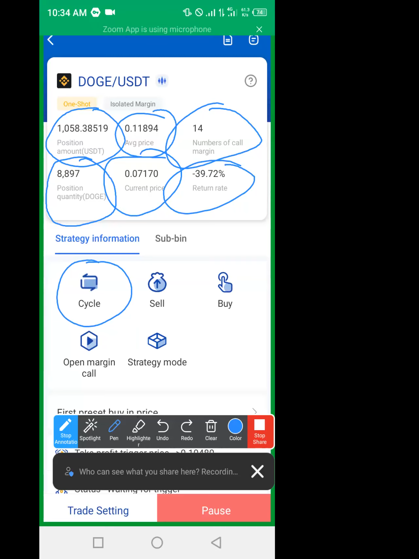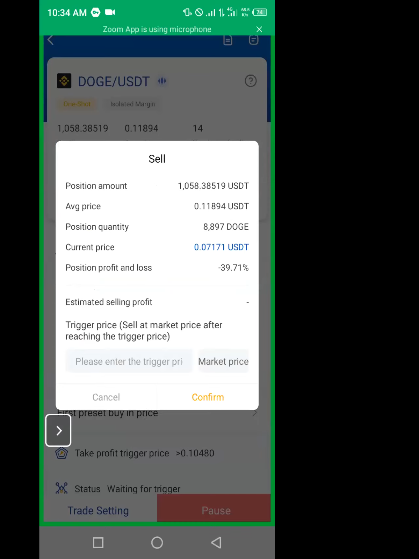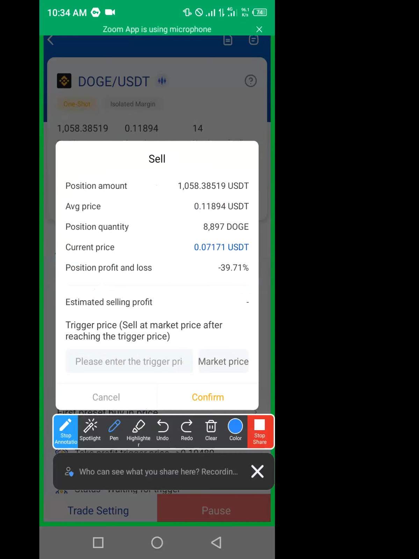So we have sell here. If you want to sell your coin manually, you can just come here to sell. And when you click there, it is going to give you the amount that you are having, the average price, the quantity, the current price, and the position profit and loss. If it is in positives, then you are in positive. If it is in negatives, then you are in negatives. Like you can see here, it is in negatives.